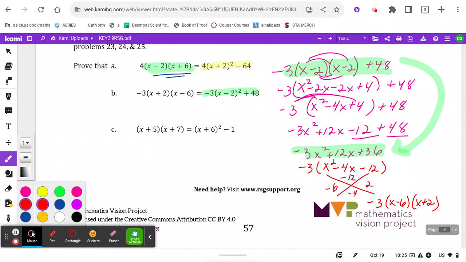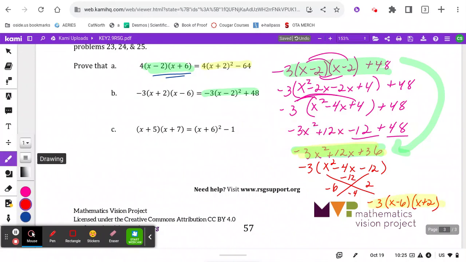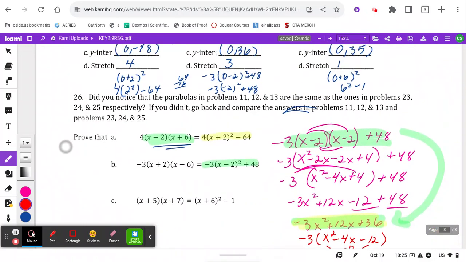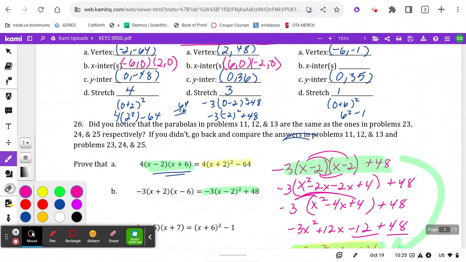And so again, I've taken this standard form right here and turned it into factored form. Why did I do that again? Because my goal here on number 24 was to get these x-intercepts. So now I know that it's at positive 6 and negative 2. But yikes, that was a lot of work.